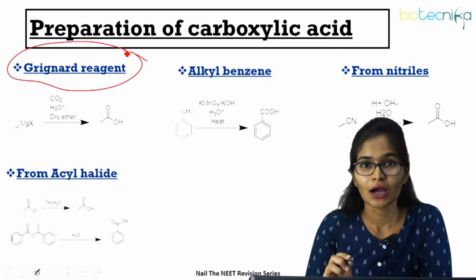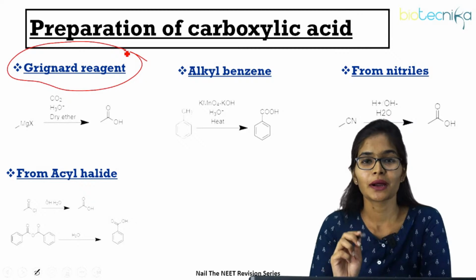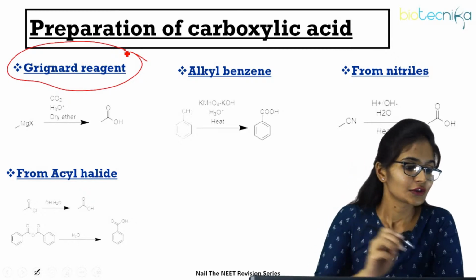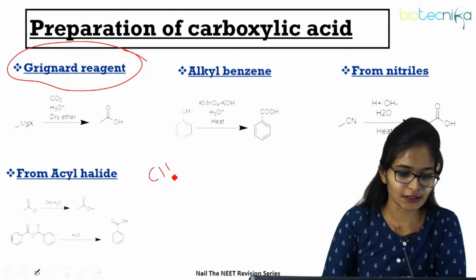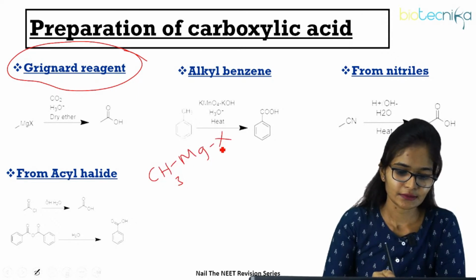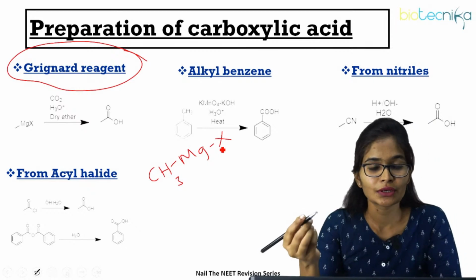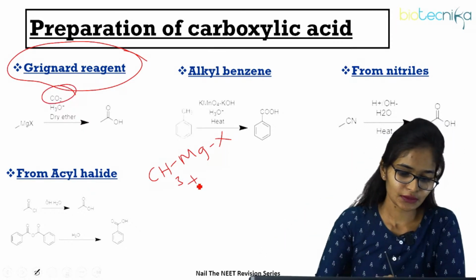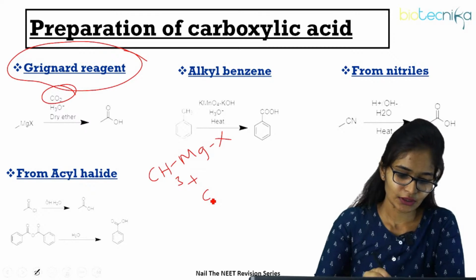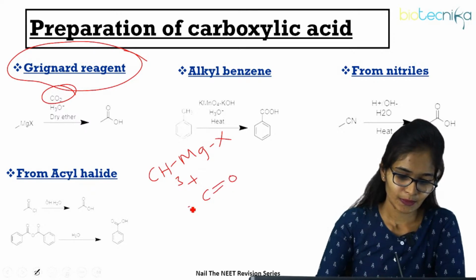Already I have shown you how you can show the positive and negative parts of the Grignard reagent, right? So now you have CH3MgX here. So I will write it here, CH3MgX, right? With what do you have to treat? First you have to treat with CO2. So I can show it like this.